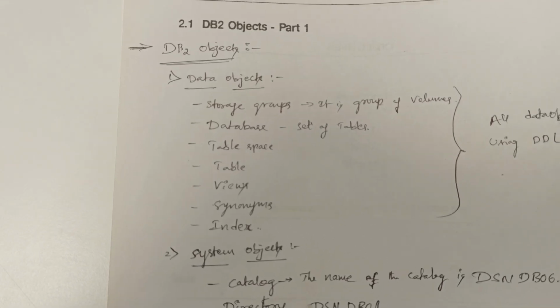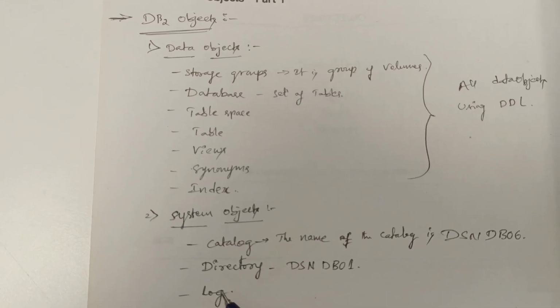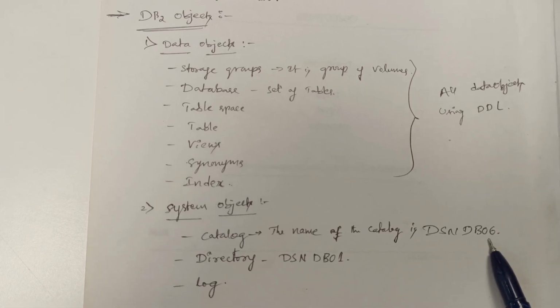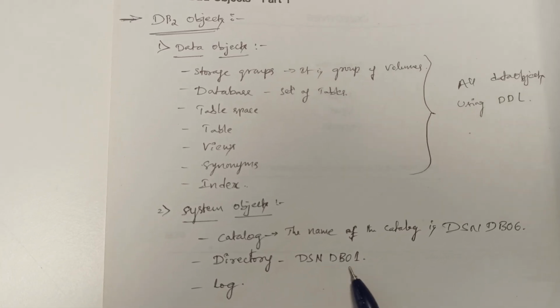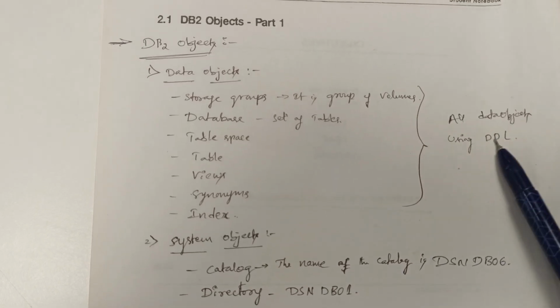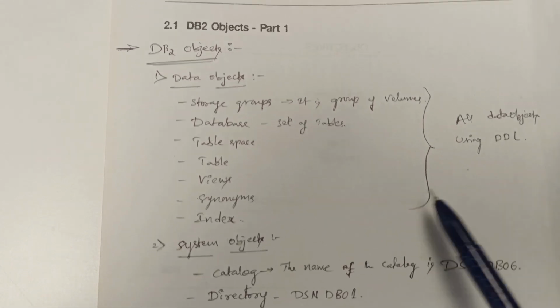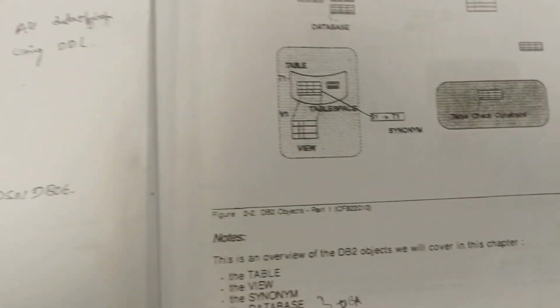And these are the system objects. What are the system objects? Nothing but catalog, directory, and log. To identify the name of the catalog, these are DSNDB06, and the directory is DSNDB01. All these database objects can be created by using DDL statements. These are the data objects.